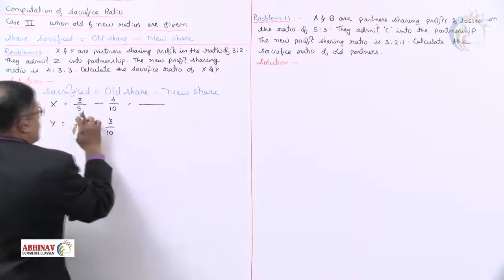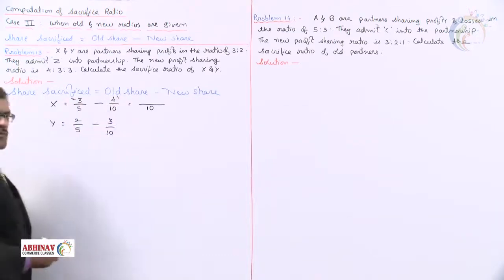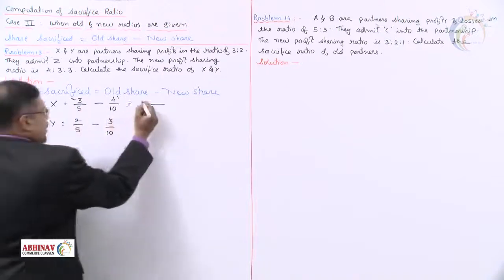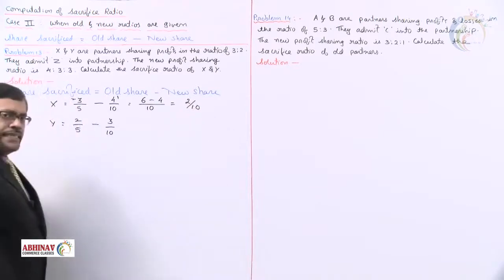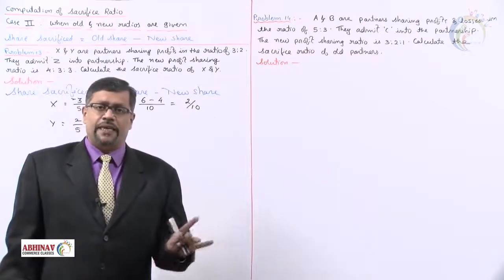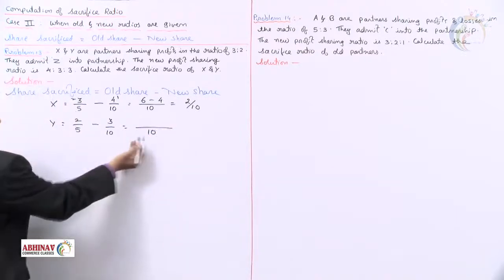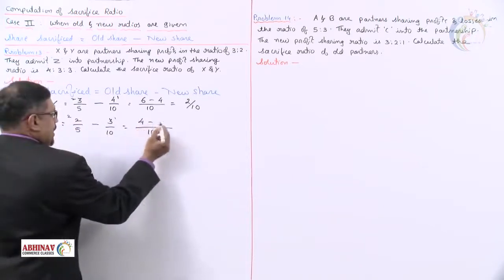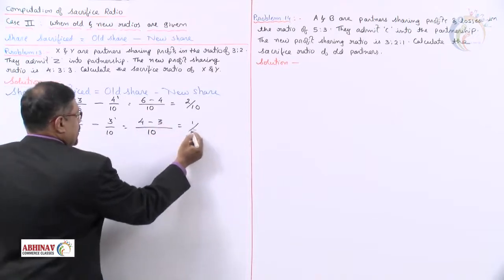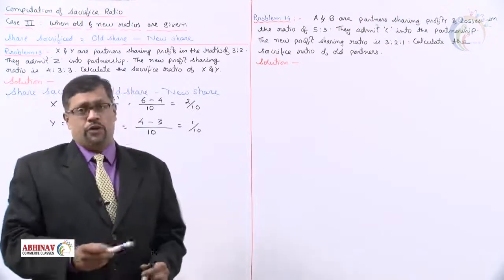Here comes the LCM. 5 and 10, the LCM is 10. 10 divided by 5, 2. 10 divided by 10, will multiply this by 1. So 2 into 3, 6 minus 4. What we get is 2/10. Share sacrificed by X is 2/10. Similarly for Y. Again the LCM will be 10. 10 divided by 5 is 2. 10 divided by 10 is 1. So what we get is 4 minus 3. Nothing but 1/10 are the shares sacrificed by the old partners.